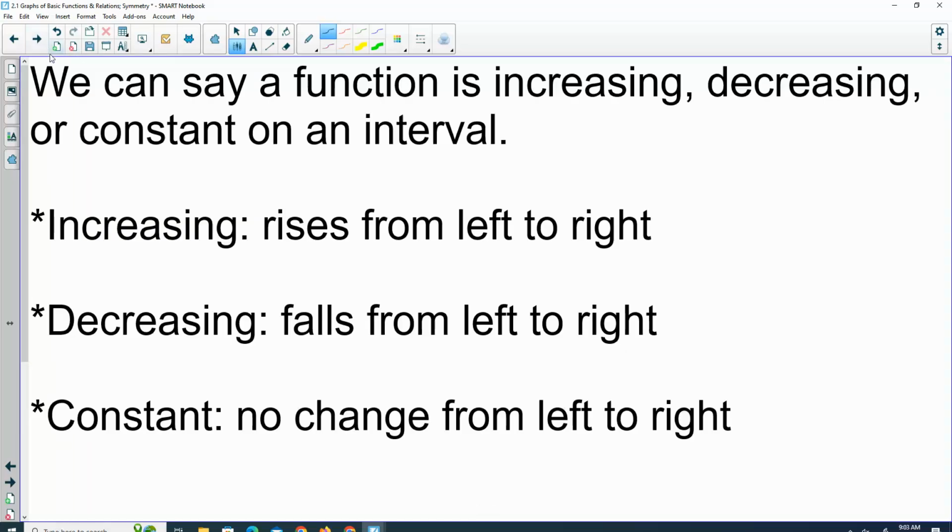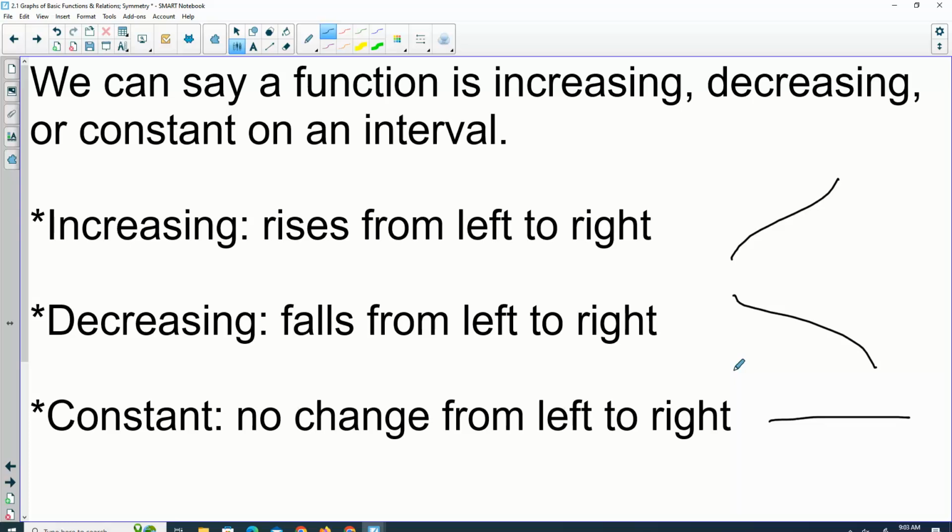The other features with our graphs that we're going to mention are increasing, decreasing, and constant. Increasing means you have a graph that is rising from left to right. So just like with lines, if I say a line is increasing, that means it has a positive slope. Okay, it can be any type of function. As long as it is rising the whole time, that's increasing. Decreasing is falling as you go from left to right. And constant is no change, so that would be like a horizontal line.